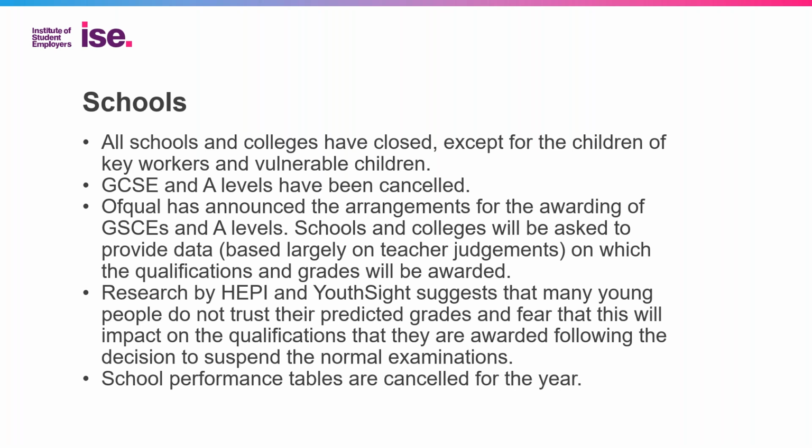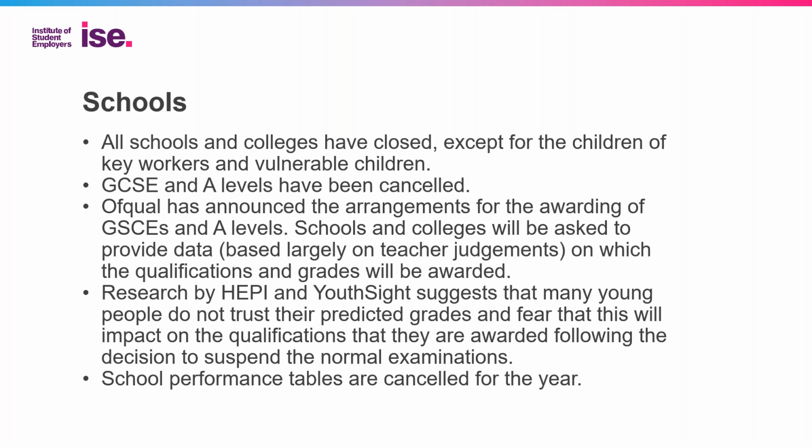So schools and colleges are going to be asked to provide data, which are going to be based largely on teacher judgments on which qualifications and grades should be awarded. Now, schools won't know exactly what grades they're going to be awarding because they will make judgments, but they will also be providing other data which will allow Ofqual to provide context to that data. And so the qualifications that will be awarded should be awarded on the usual timetable and should essentially be the same as the qualifications that are normally awarded.